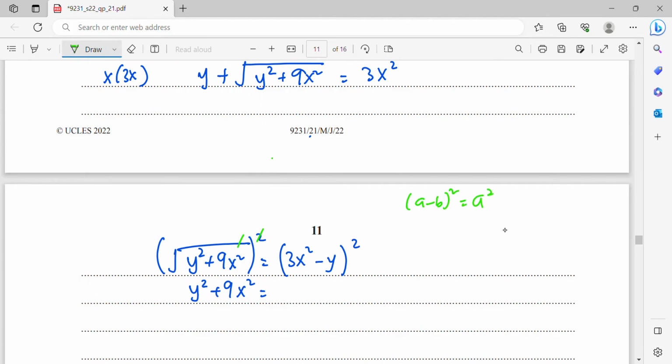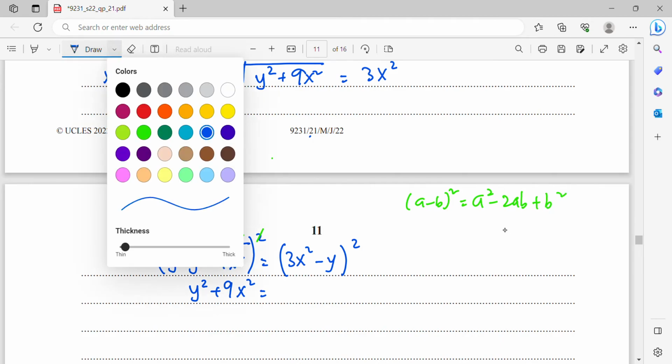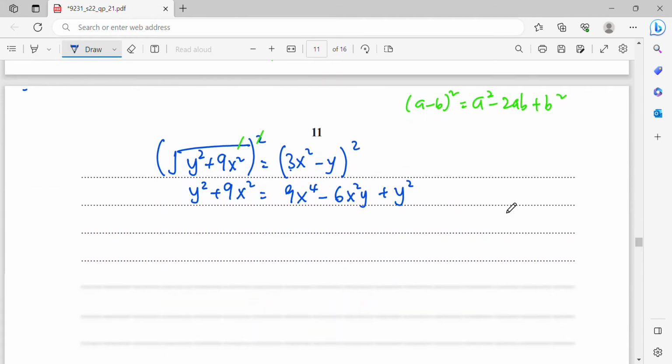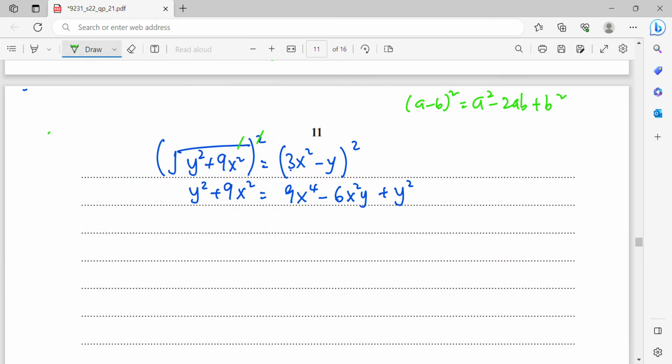It will be a squared minus 2ab plus b squared. So now I will get 9x to the power 4 minus 3x squared times minus y times 2, so minus 6x squared y, then plus y squared. Okay, and then from here you will notice that you get the y squared on both sides. So these two y squared can be cancelled off.